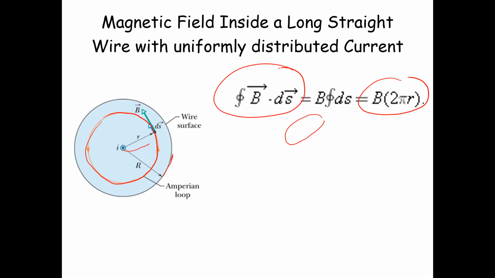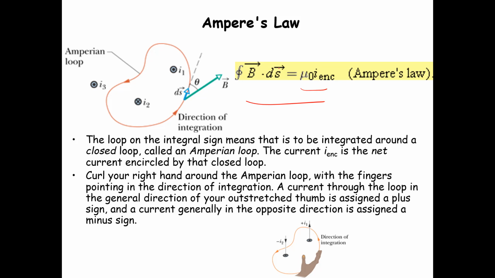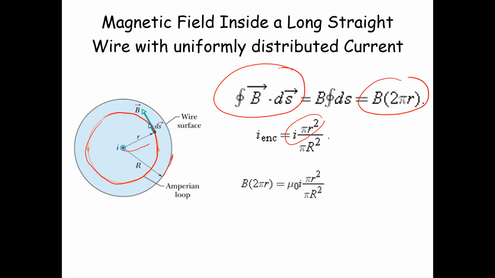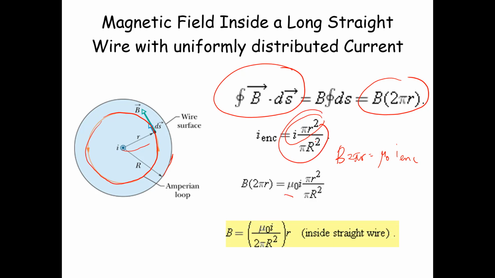We can see from Ampere's law that closed integral B ds is equal to mu 0 I enclosed. So B 2 pi r is equal to mu 0 I enclosed. We make the multiplication, and we also have to calculate this 2 pi r here, so we get that the B in this material becomes B is equal to mu 0 I per 2 pi big R squared dot small r.